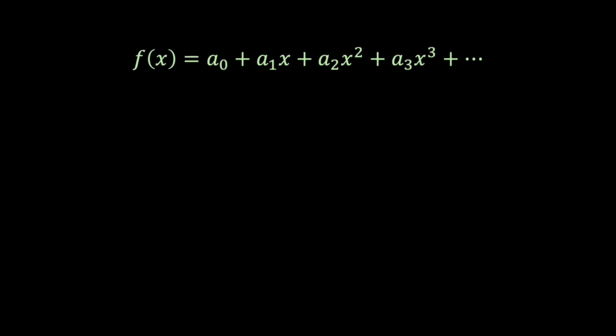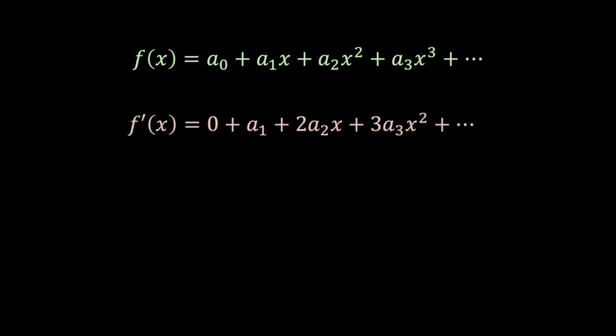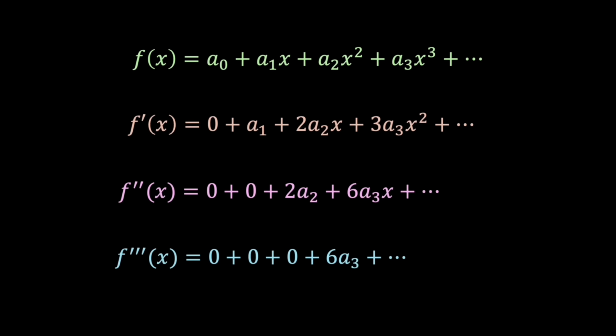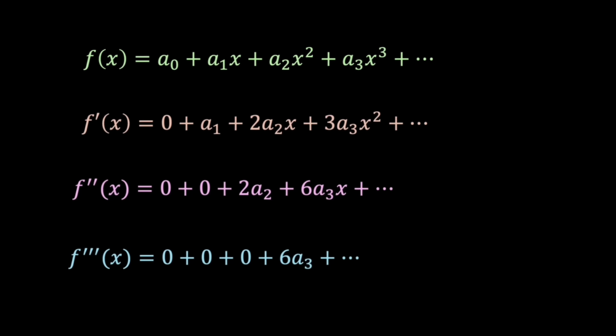We start with our polynomial expression and then consider the first derivative, which we'll denote as f prime, where we see that the derivative of a1x is just a1, the derivative of a2x squared is 2a2x, the derivative of a3x cubed is 3a3x squared, and so on, using standard differentiation rules. Next, we differentiate again to get the second derivative, and one more time to get the third derivative, which we write as f triple prime. And we could imagine continuing this process for higher order terms.